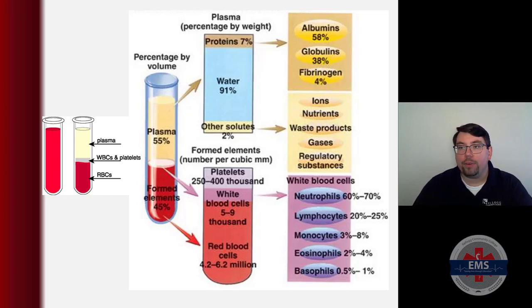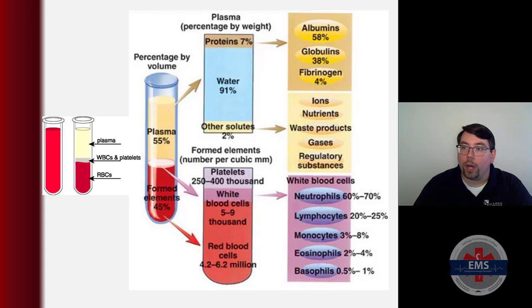Now, on the other end, we've got the liquid side, right? The liquid is primarily made up of water, but there are some things that allow for fluid shifting and things of that nature, and that's where, of that 55% plasma, about 7% is proteins, 91% is water, and about 2% is other solutes. You can see that continues to break down into a number of different things.